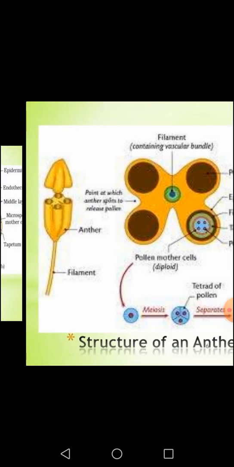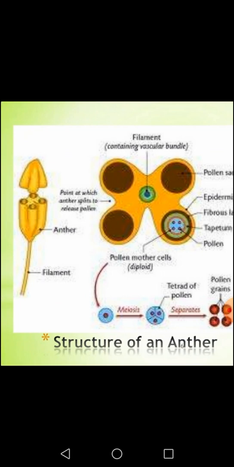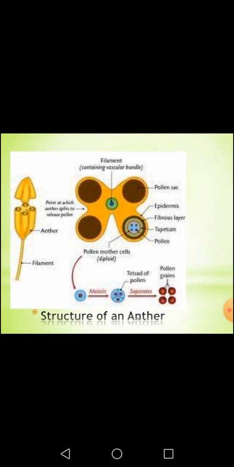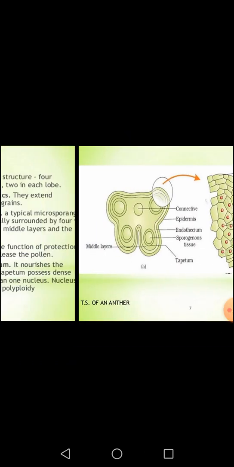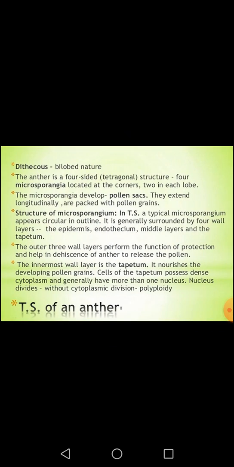In the first picture you can see what is filament, what is anther, and you are observing there are two lobes, and each lobe is having two spherical structures. Actually these spherical structures are microsporangia, which represent the specific theca, and longitudinally it runs throughout the length of the anther. Now there are a few more terms related to the anther, so I will tell you later on. So the first term: anther is dithecous. Dithecous means a bilobed structure, and each lobe has two thecas. That's why it is called dithecous.